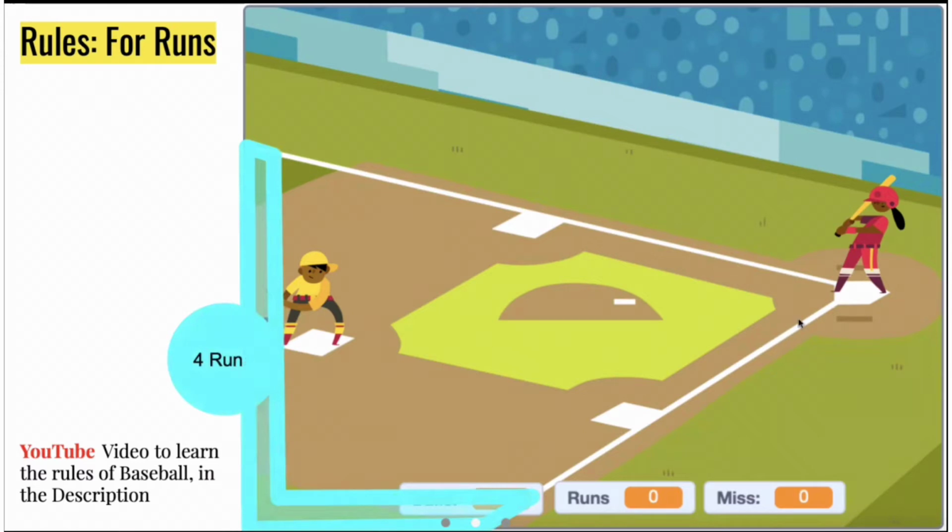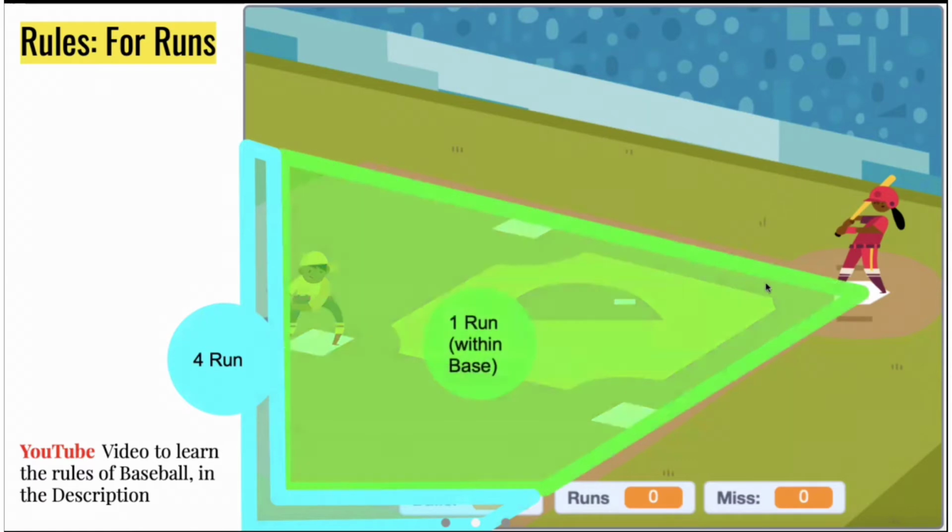So this is a place where you get 4 runs. That's the boundary. I was referring to the yellow line. That's the one it is.